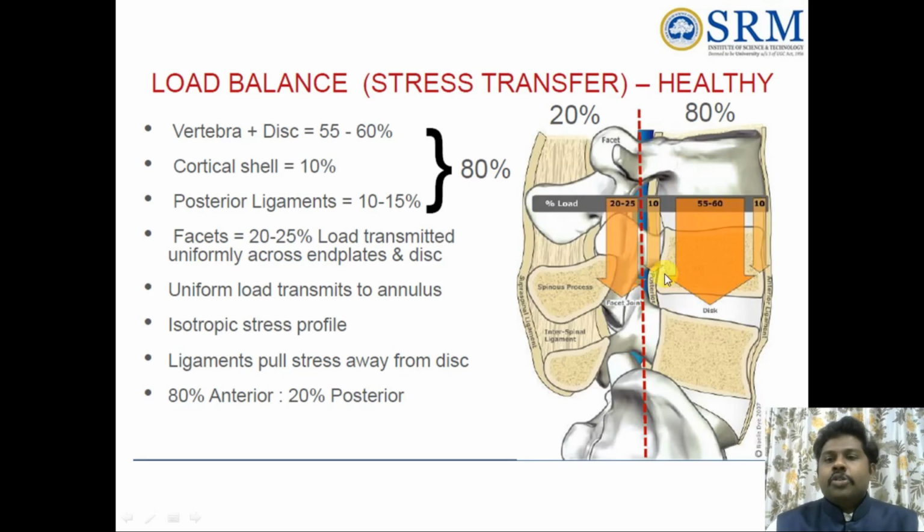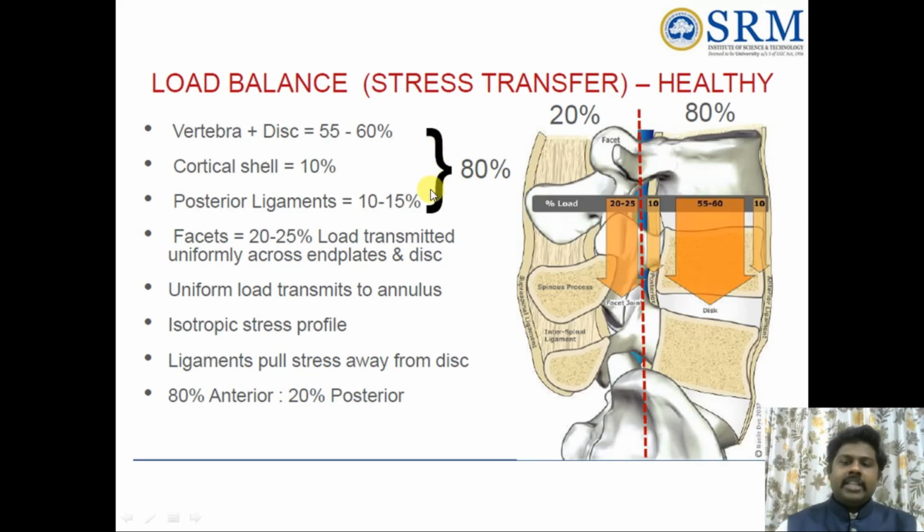For example, I showed in the first slide which vertebra corresponds to which location. I shared it with you. Then the isotropic stress profile needs to be seen there. And after that, the ligaments pull stresses away from the disc. What are the ligaments? Here 10%, here 10%, like that. This is for a healthy person; this is the way it will be seen.